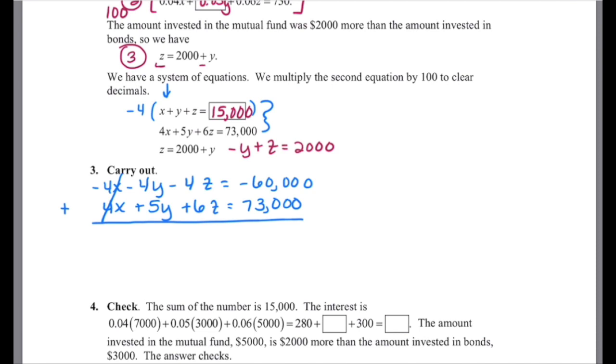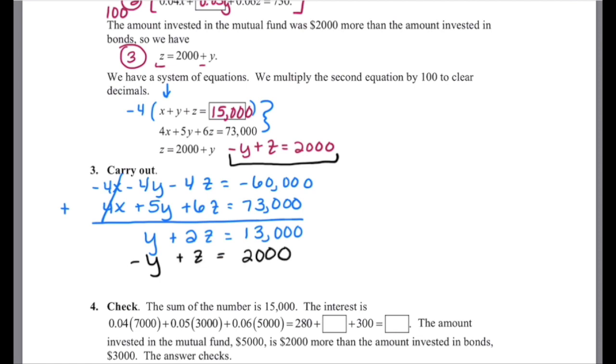Adding that to the second equation, our X variable is eliminated, and I have Y plus 2Z is equal to 13,000. Which is awesome because I already have another equation set equal to Y here, so I don't need to eliminate another one. We can line that up with what we have down here to continue eliminating a variable. And notice that they're already opposites, providing me with 3Z is equal to 15,000. And when we divide, Z is equal to 5,000.